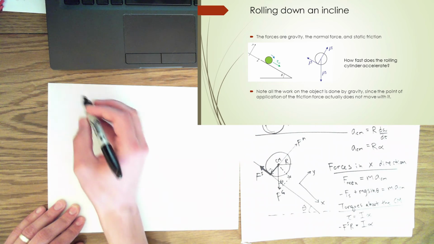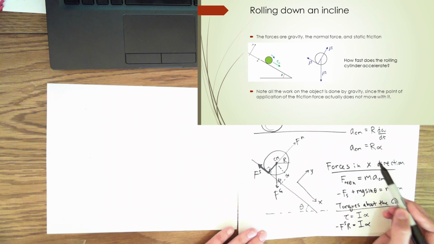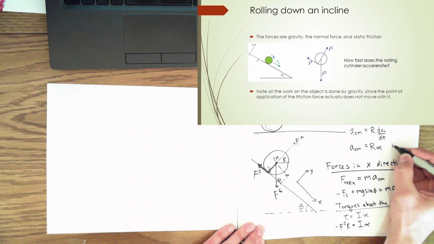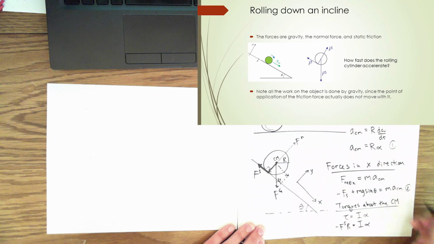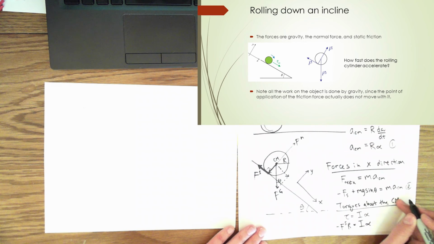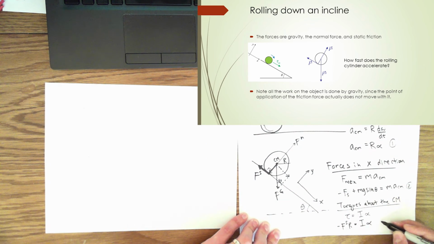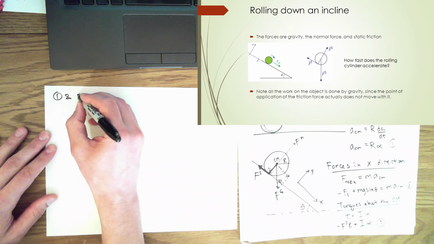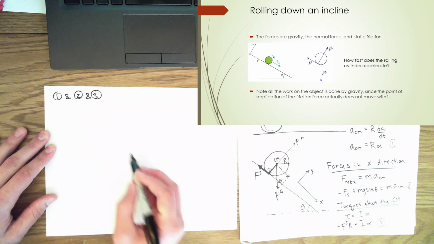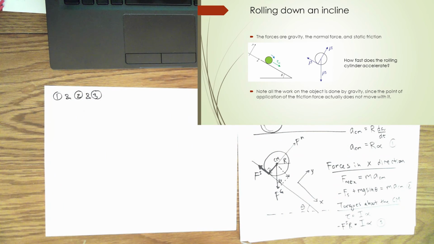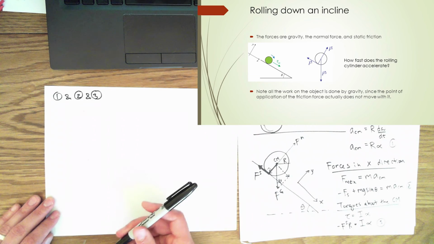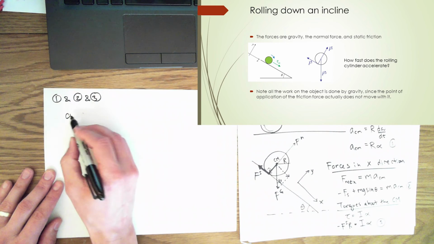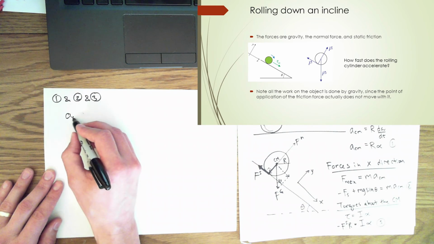All right, so let's put some of this together. Let's call this equation 1 here. This is going to be equation 2. And this is equation 3. We're going to put these three equations together, 1 and 2 and 3, in order to calculate the center of mass acceleration. That was our goal here. Okay, let's go for it.